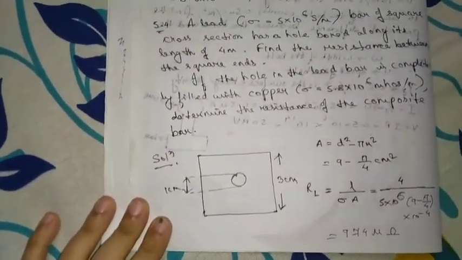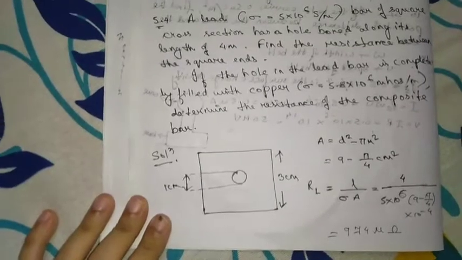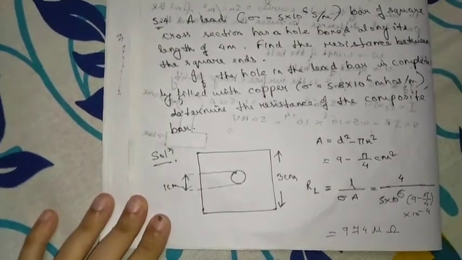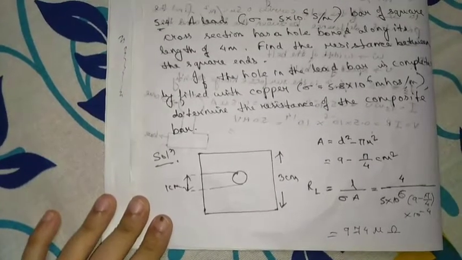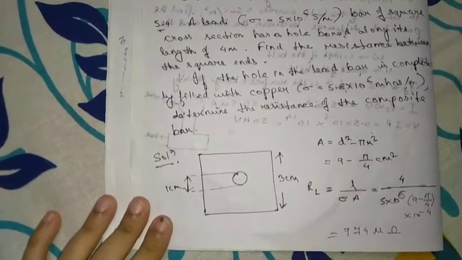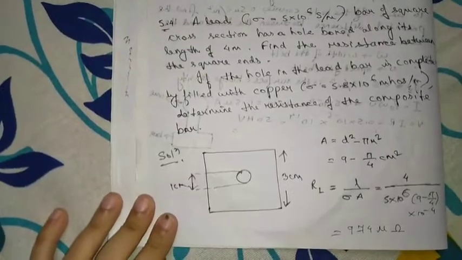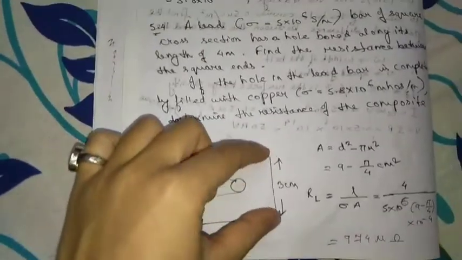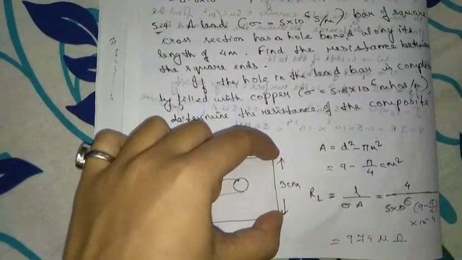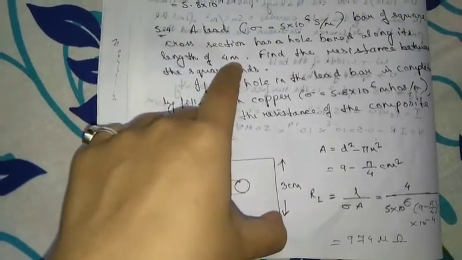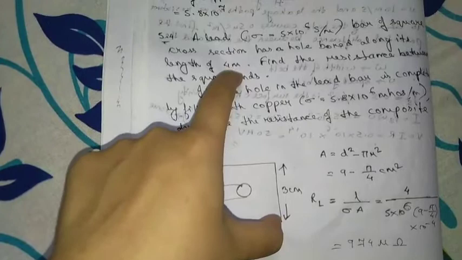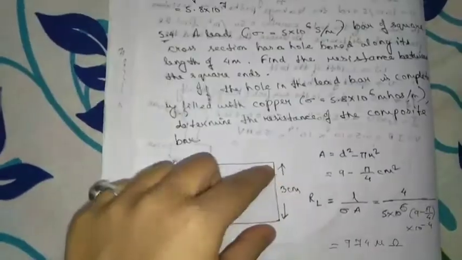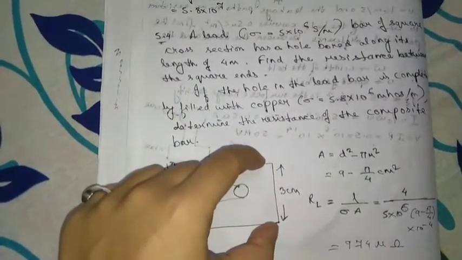What we will do, first we will find the area. We need the formula of resistance, that is 1 by conductivity, or we can say resistivity into length by area. So the area we have to find. This is the total 3 centimeter. I think in the question it should be 3 centimeter. It is a printing mistake in the book. Okay, so this is 3 centimeter.